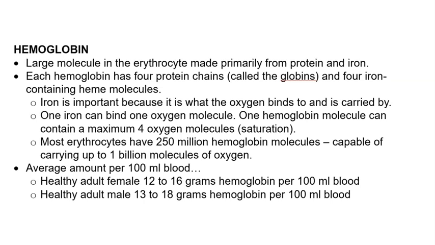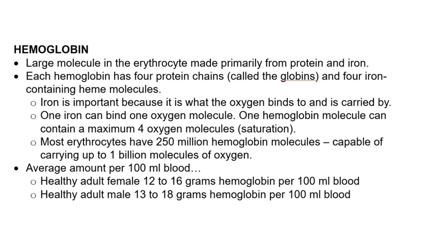Most erythrocytes have approximately 250 million molecules of hemoglobin, and since each hemoglobin molecule can carry a maximum of 4 oxygen molecules when it's saturated, that means that each erythrocyte can carry approximately 1 billion molecules of oxygen.